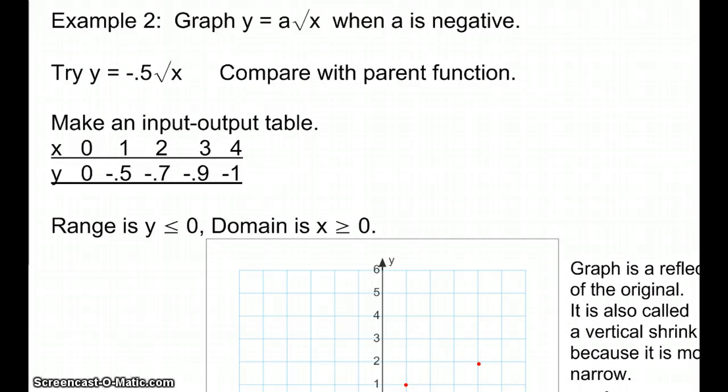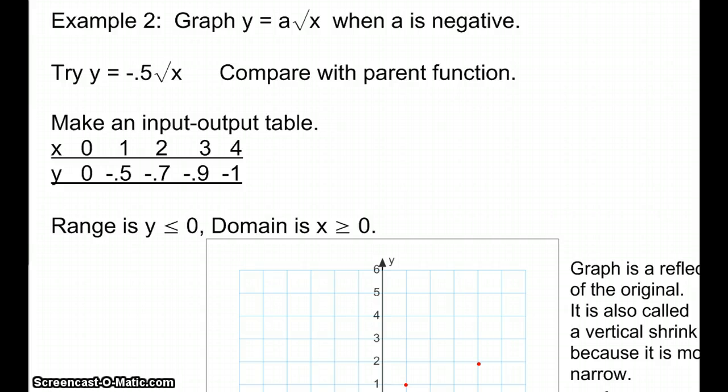In example 2, we're going to graph y equals a times the square root of x when a is negative this time. So we're going to try y equals negative 0.5 times the square root of x, and we're going to compare that with the parent function. Again, I made an input-output table. You can take a look at those values.